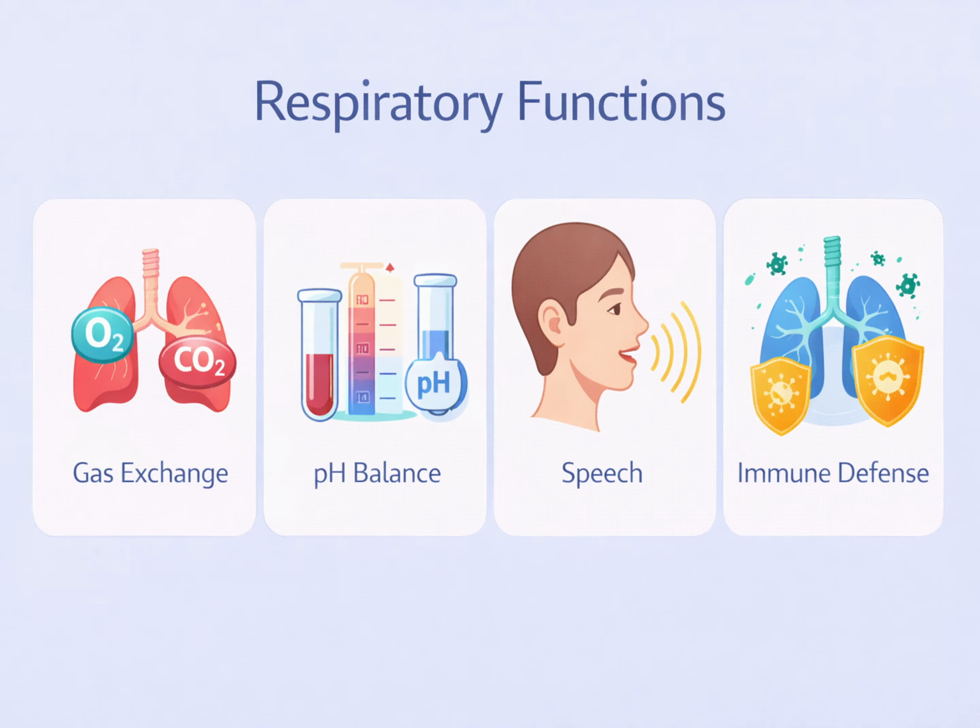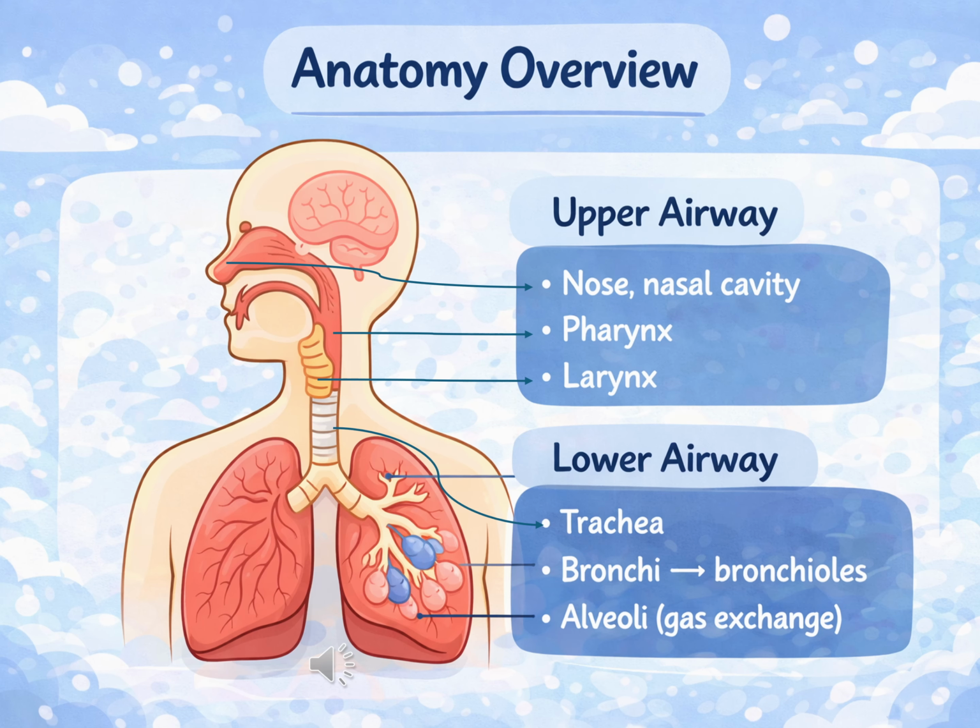Finally, the respiratory system plays a key role in our immune defense. Mucus traps particles and pathogens, then cilia move debris upward and out of the airway. Alveolar macrophages engulf and destroy the microorganisms, so when these defenses fail, infection risk increases.